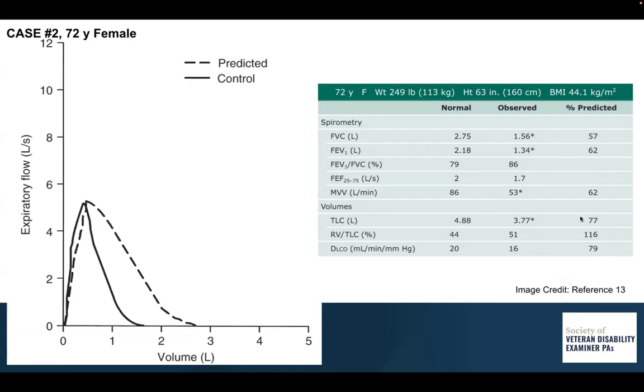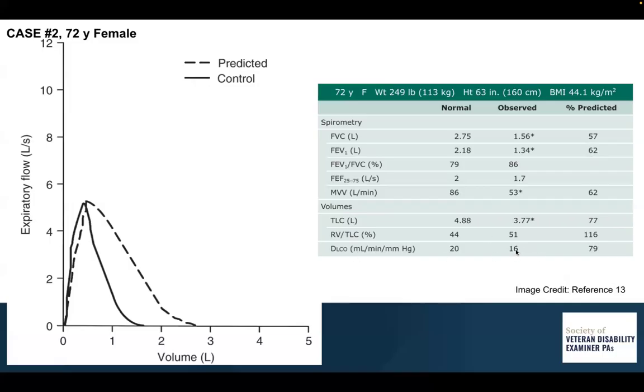Look at the total lung capacity. We're at 77% predicted, so it's reduced. And we look at the DLCO, it's a little bit low. Not as dramatic as the other example we just did, but DLCO is relatively normal. Total lung capacity is reduced, indicating restriction. FVC is more reduced than the FEV1.